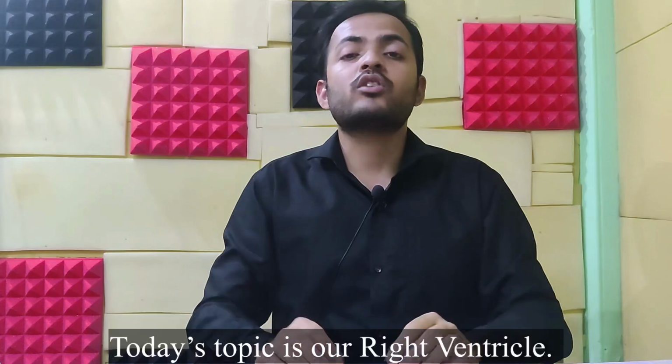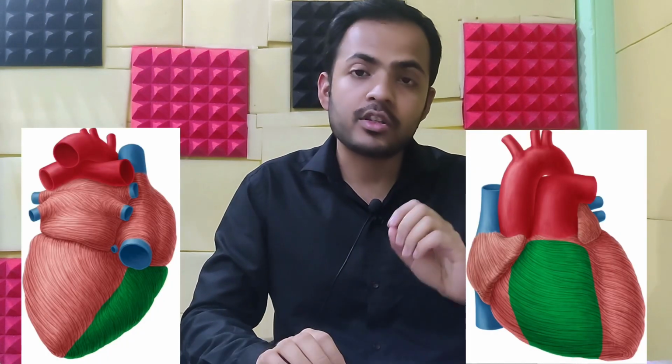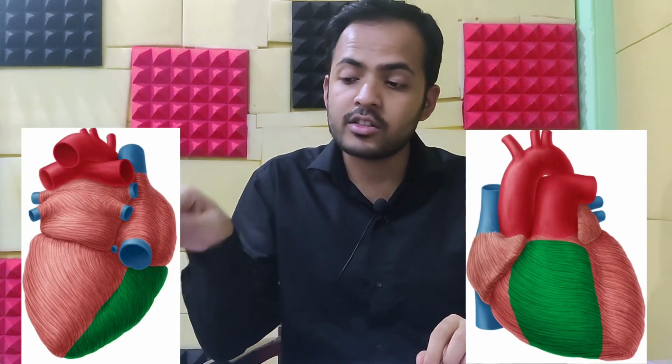Hello and welcome. So today's topic is our right ventricle, as you can see in this photo. This is the entry view and this is the posterior view. Now you already know the basic things about this right ventricle: two-thirds of it anteriorly forms the anterior surface or the sternocostal surface. It also contributes to form the inferior border. It also contributes to form one-third of the inferior surface or the diaphragmatic surface.